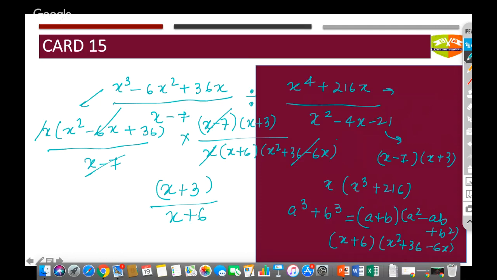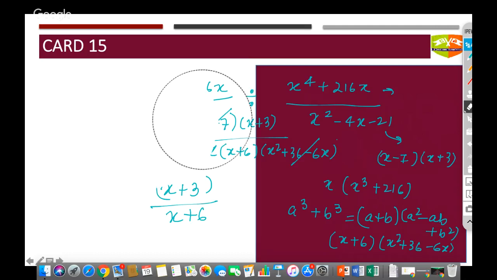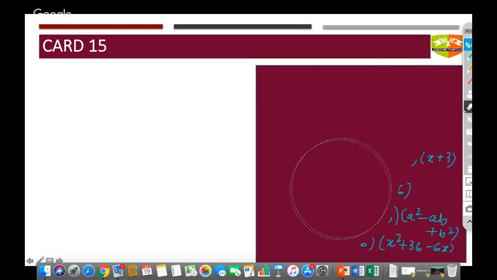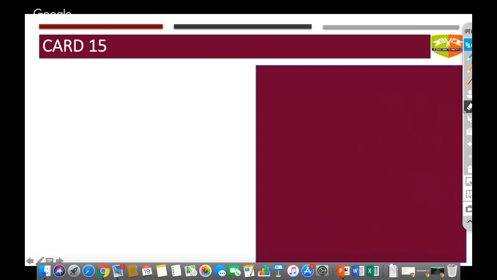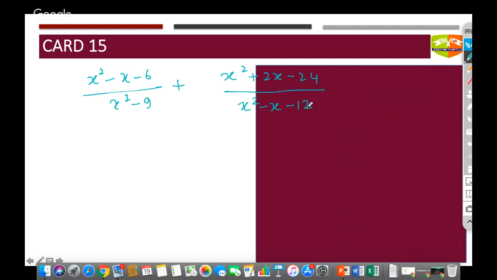Now let me solve another question for you. I told you in the beginning that if simplest form is not asked of you, then in that scenario, what kind of question can be asked? So the first question in front of me is x square minus x minus 6 divided by x square minus 9 plus x square plus 2x minus 24 divided by x square minus x minus 12.